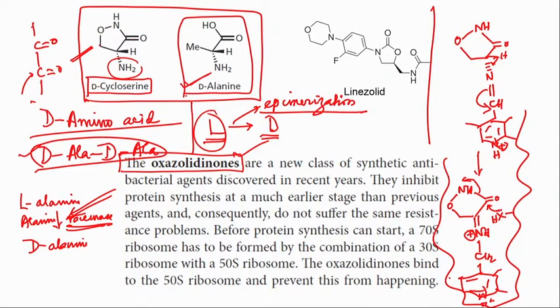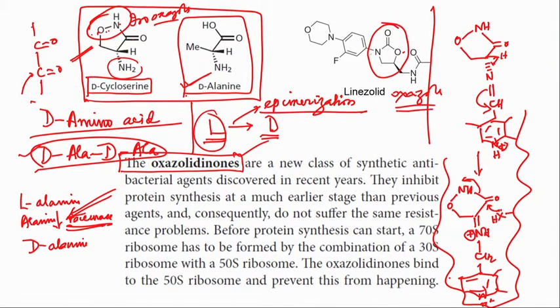So, oxazolidinone is this. I think this is isoxazole, this is not oxazole. Oxazole is 1,3 and this is 1,2. So, this is oxazole and that is isoxazole. Again I repeat, this is isoxazole, and this is oxazole, 1,3 is oxazole.